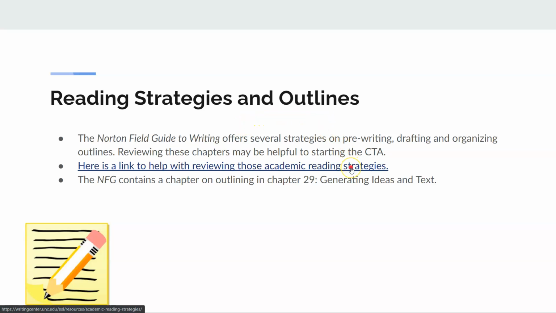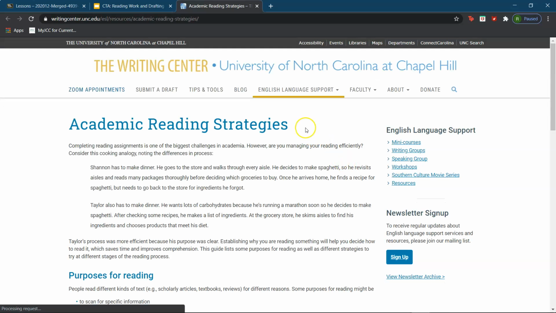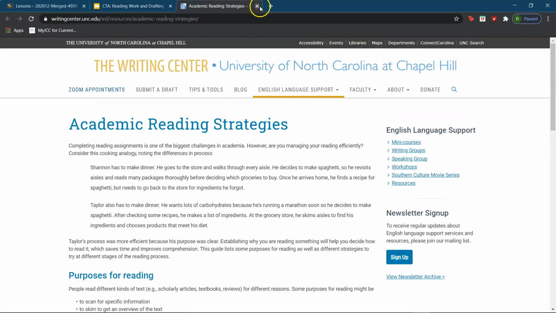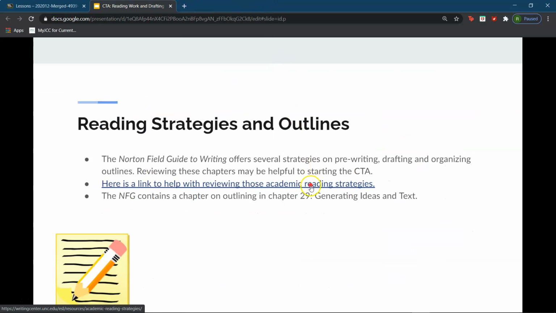And here's also a link I have provided with reviewing those academic reading strategies. I provided another link to a handout from UNC Writing Center that talks about academic writing strategies, if you would like a little review on that. But you can also check out the chapter on outlining in chapter 29, generating ideas and text from our Norton Field Guide textbook.